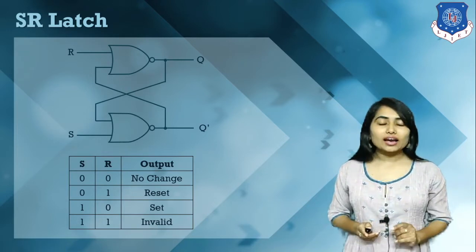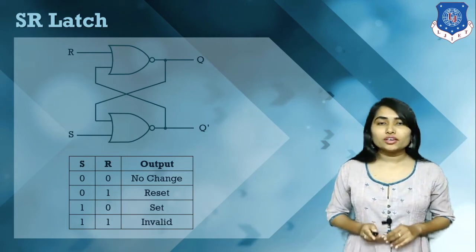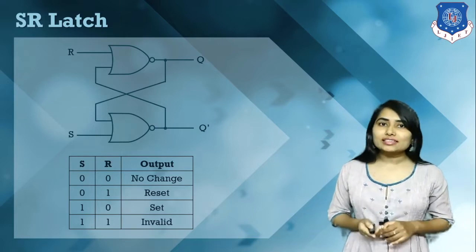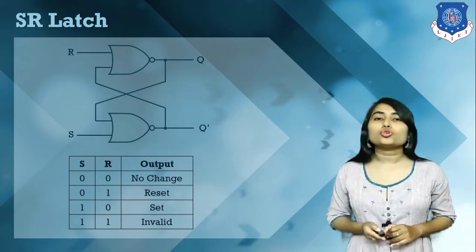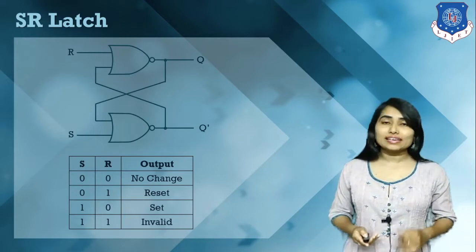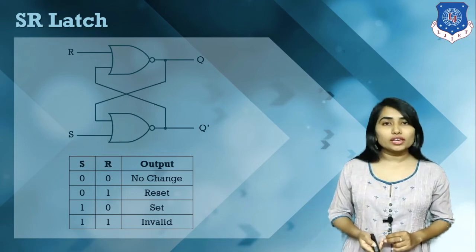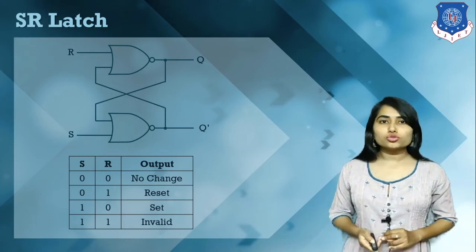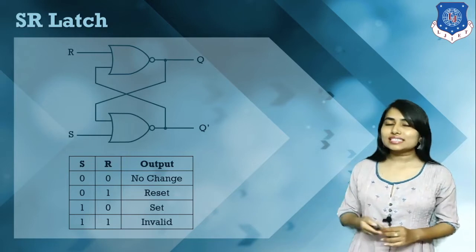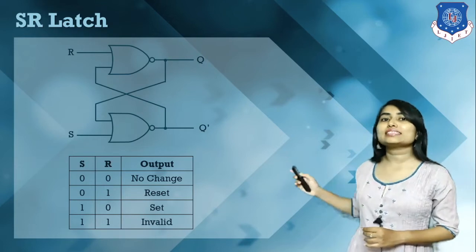So whenever S is equal to 0 and R is equal to 1, we have a reset, which means we have a 0 output. Whenever R is equal to 1, we have a 0 output. This is an active high circuit, which is why it works for R is equal to 1 and gives a reset condition. Now the next condition is S is equal to 1, R is equal to 0.